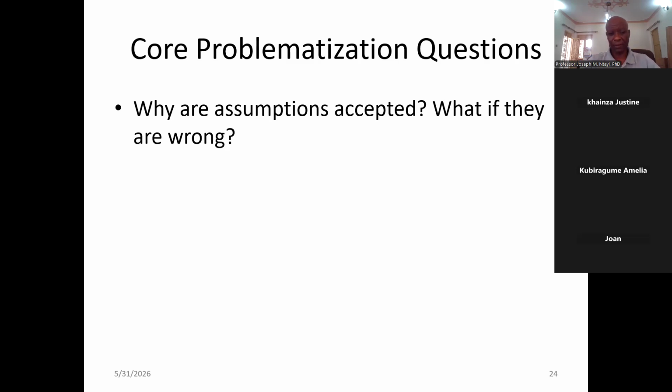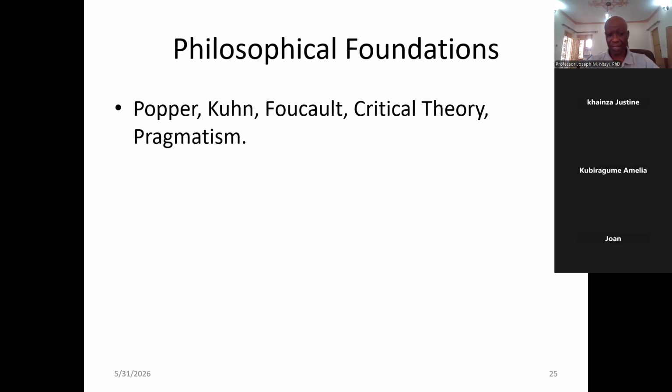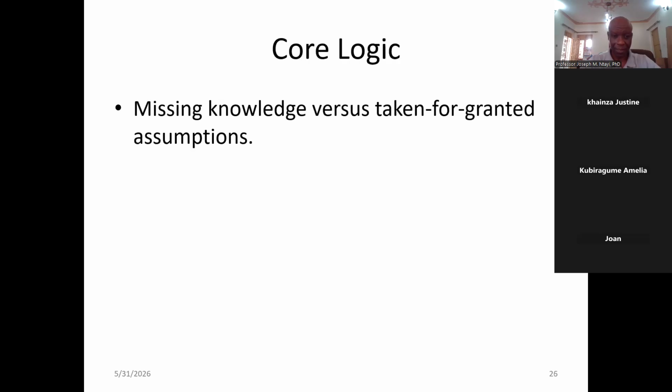So we now have what we call philosophical foundations of problematization. Luckily enough, I've already taken you through these things. I've given you a book by Karl Popper on Conjectures and Refutations. We also had lectures in that area. I also introduced you to Kuhn, not Kahn, Kuhn, Thomas Kuhn, and I think we did also cover his philosophical orientation. Then you have Michel Foucault. Then you have critical theory and pragmatism, ladies and gentlemen.